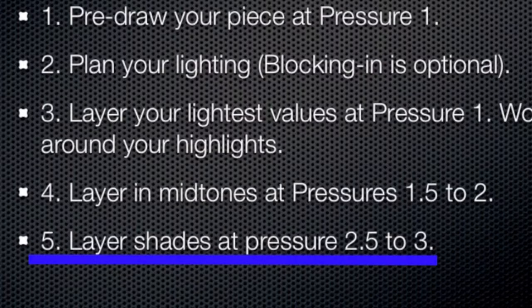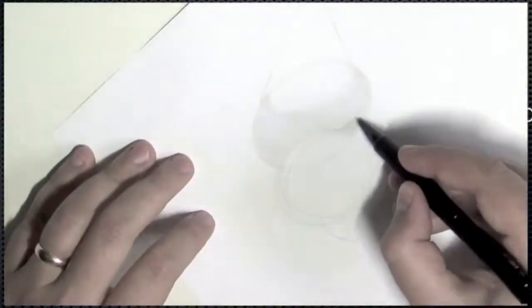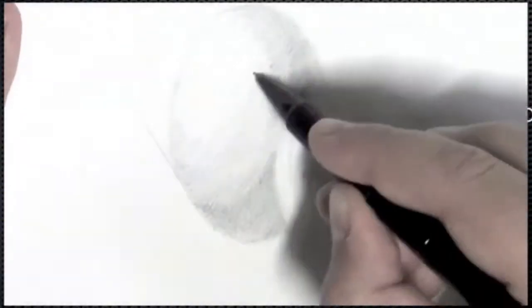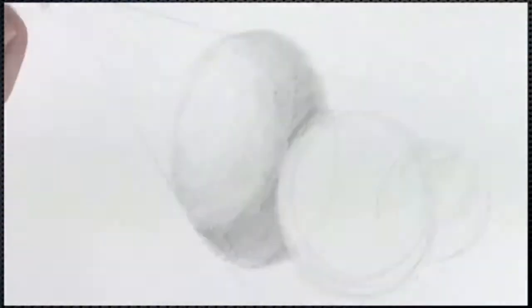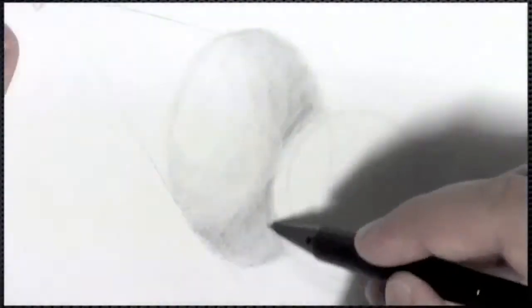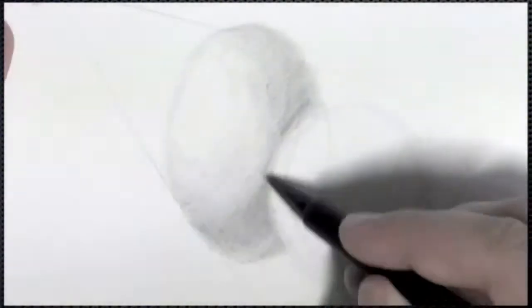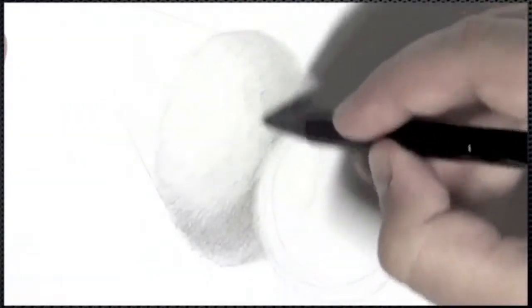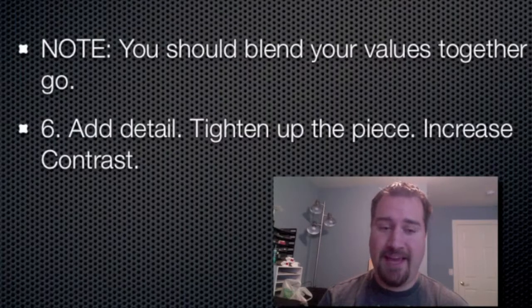Next, layer in your shades at pressures 2.5 to 3. Some students I've had don't even apply our dark shadows until the very latter part of the assignment. Now, here's a little note. You should be blending your values together as you go.